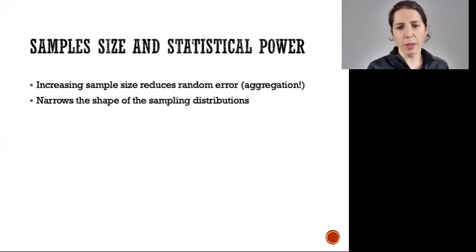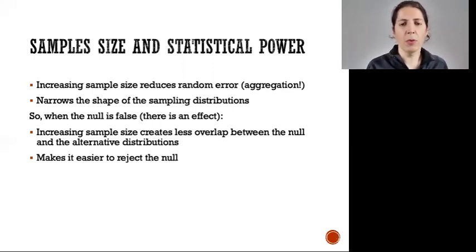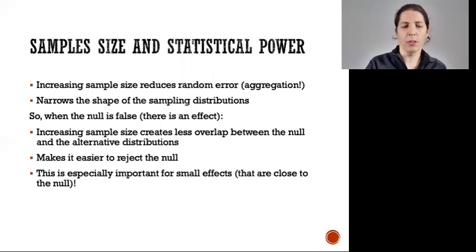And so when the null is false, when that true effect size is not zero, increasing sample size creates less overlap between the null distribution and the actual alternative distribution that you're actually drawing from, which makes it easier to reject the null. This is especially important when your true effect, your non-zero effect, is close to zero. So when the actual distribution is close to zero, you have to make it really quite narrow for it not to overlap very much with the null distribution.